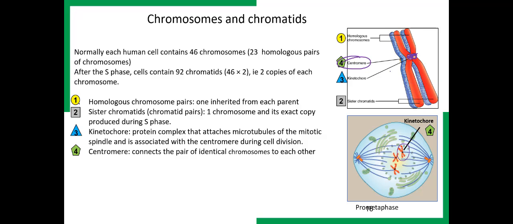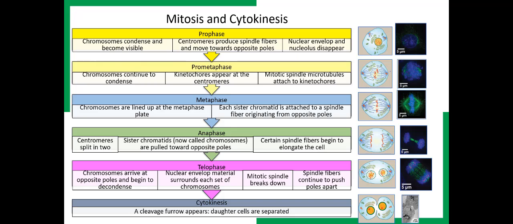In the next slide, I'm going to go through the different phases of mitosis. An easy way to remember the sequence of mitosis is to think about your cat peeing on the mat. So you've got prophase, metaphase, anaphase, telophase, right? So PMAT.